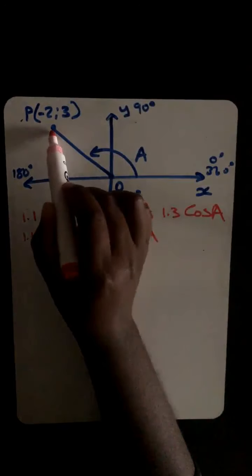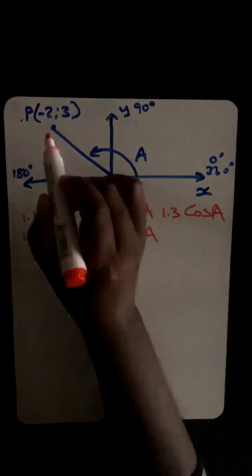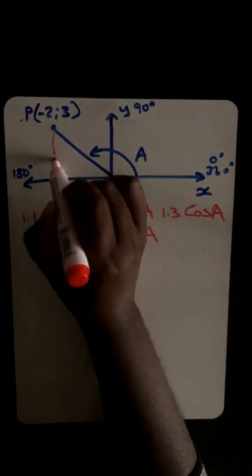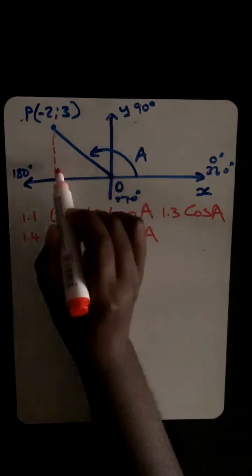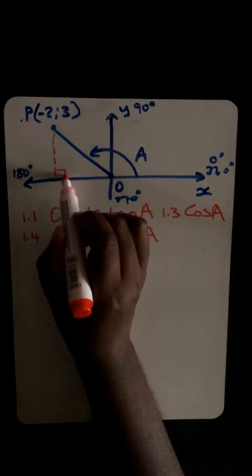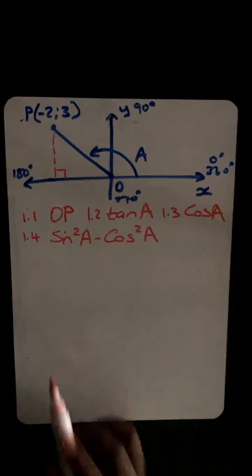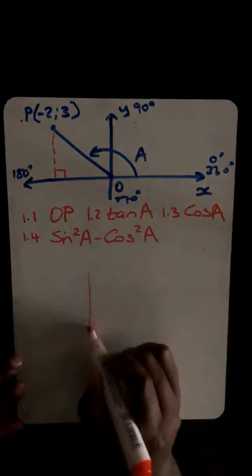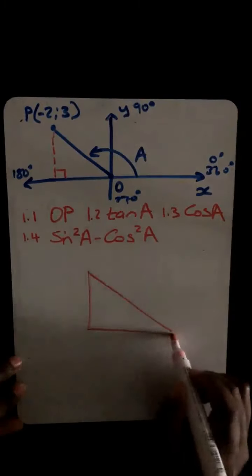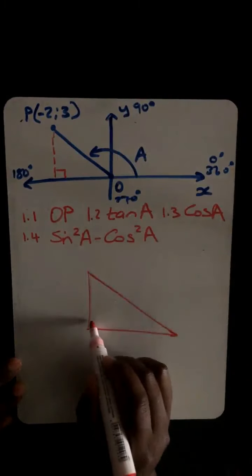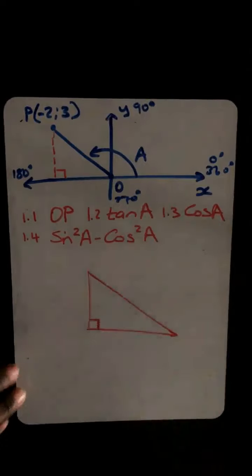So if you had a vertical line from that point there up to there, then you can see you've got yourself a triangle, which is a right angled triangle. So just so that it doesn't confuse you, it doesn't matter that much if you start with that triangle and say you've got a 90 degree angle over there.